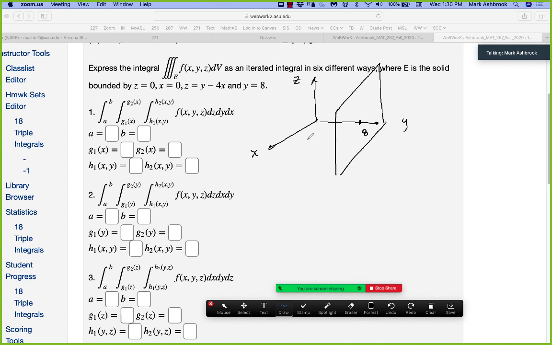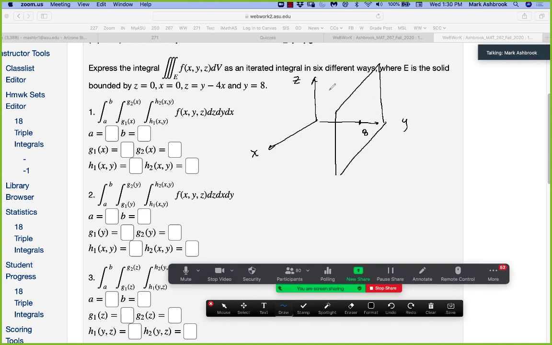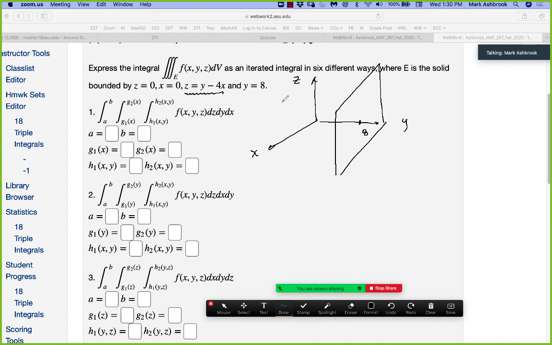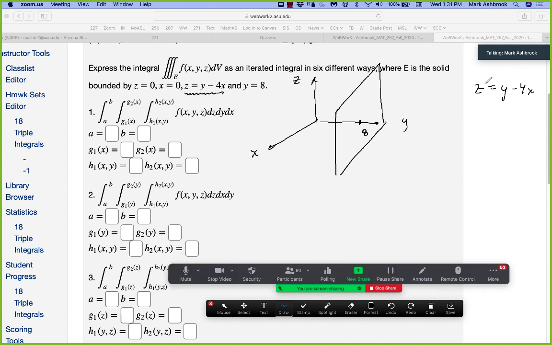Z equals 0 is the floor here. X equals 0 is, again, the back. That's like the plane of the screen. So this last one is z equals 4, y equals 4 minus 4x. There's different ways to sketch this, but one way that works for sketching a plane like this, when it's not entirely obvious what it looks like, is to set one of your variables equal to 0.